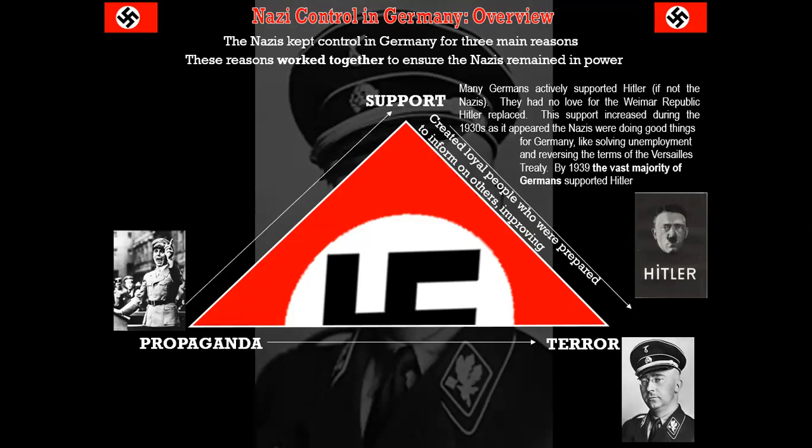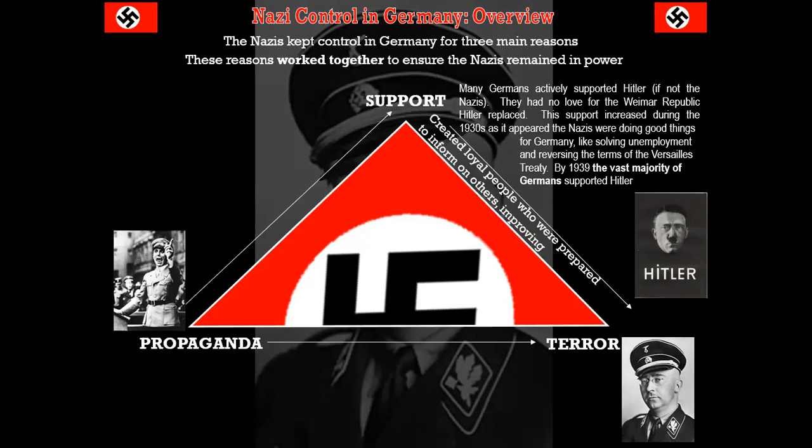It says many Germans actively supported Hitler, if not the Nazis. They had no love for the Weimar Republic Hitler replaced. The support increased during the 1930s as it appeared the Nazis were doing good things for Germany, like solving unemployment and reversing the terms of the Versailles Treaty, the TOV. Don't worry, I haven't told you about that, we'll come back to it. By 1939, and this is important, the vast majority of Germans supported Hitler. If not the Nazis, they definitely supported Hitler.